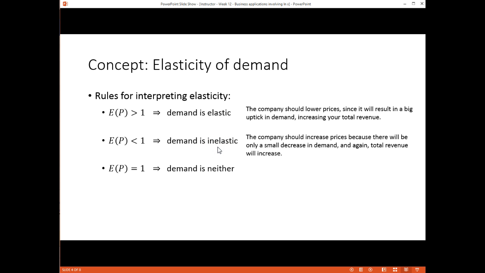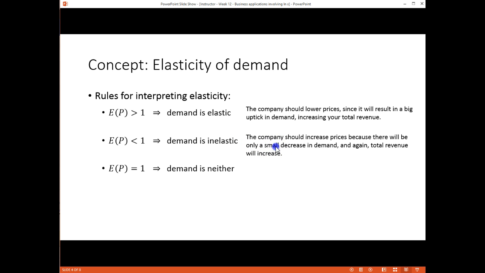And what the company will do is it will want to increase price. In other words, if my demand change is really small compared to my price change, say my elasticity is 1/10, then my numerator is 1, my denominator is 10. There's going to be a very small change in demand based on the change in price. So I'm going to increase price, knowing that people aren't going to demand it any less. I may lose some people, but that number is going to be very small, and then I'm going to be making more money, and my total revenue is going to increase.